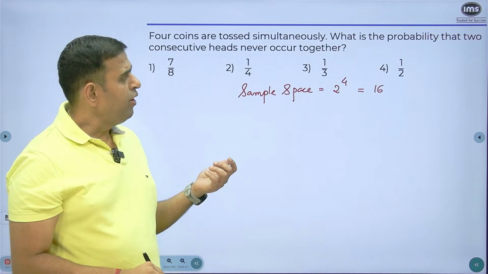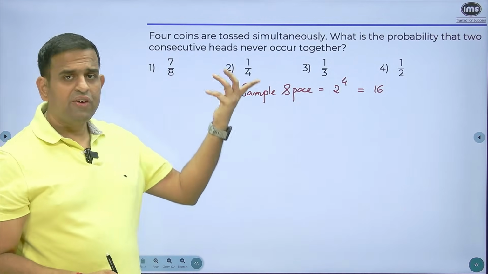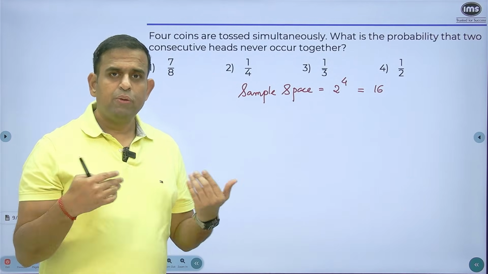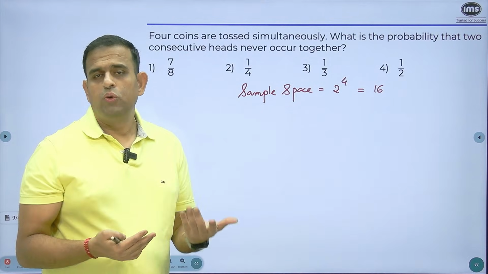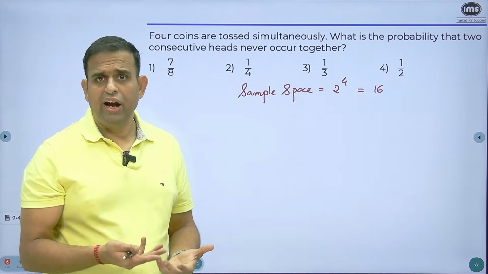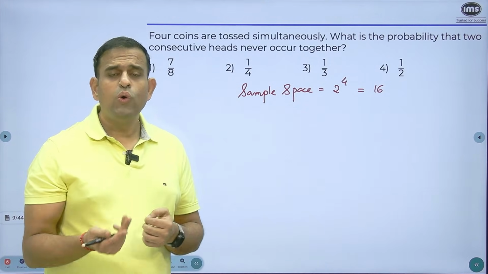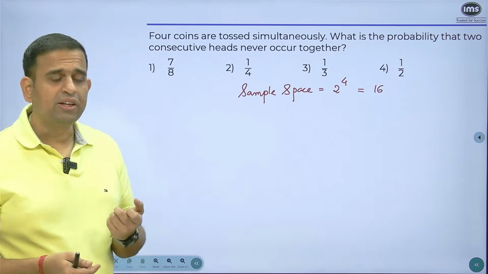Now look at what we want. We want two consecutive heads should never occur together. So there could be a possibility of an outcome containing 4 heads, 3 heads, 2 heads, 1 head, or possibly 0 heads. I don't want, let's say, 2 heads to come together.